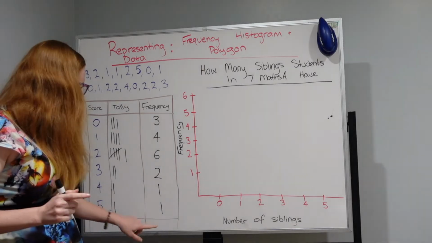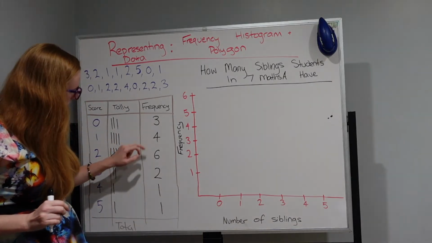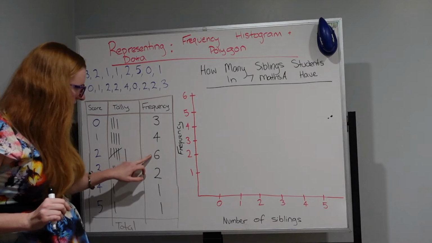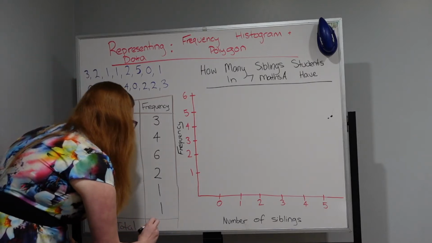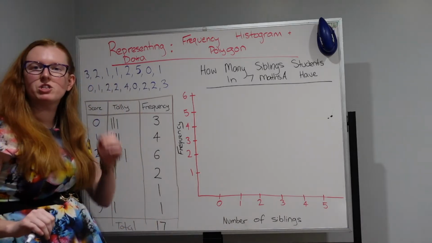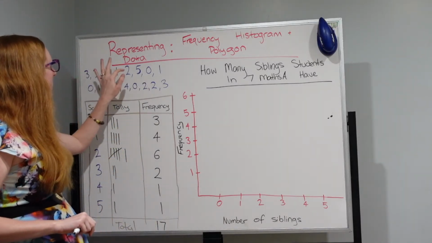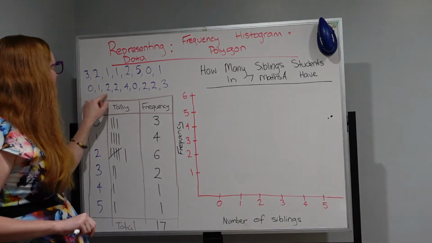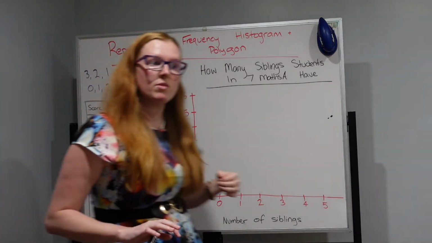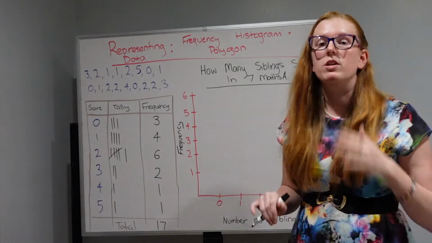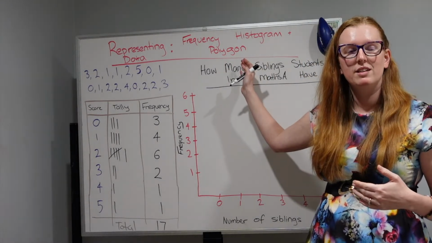So now we're going to put our total down the bottom. So 3 plus 4 is 7, plus 6 is 13, 15, 16, 17. And I might double check that I didn't miss any scores by counting these ones up here. So 1, 2, 3, 4, 5, 6, 7, 8, 9, 10, 11, 12, 13, 14, 15, 16, 17. Perfect. Okay, cool. And now what I want to do is create a frequency histogram and polygon.